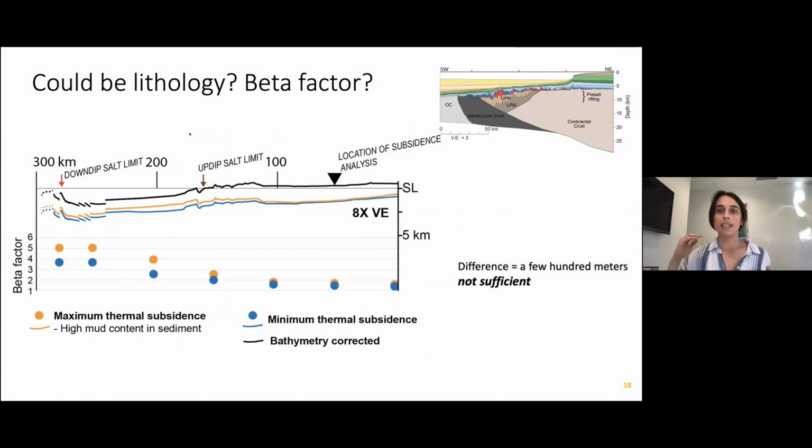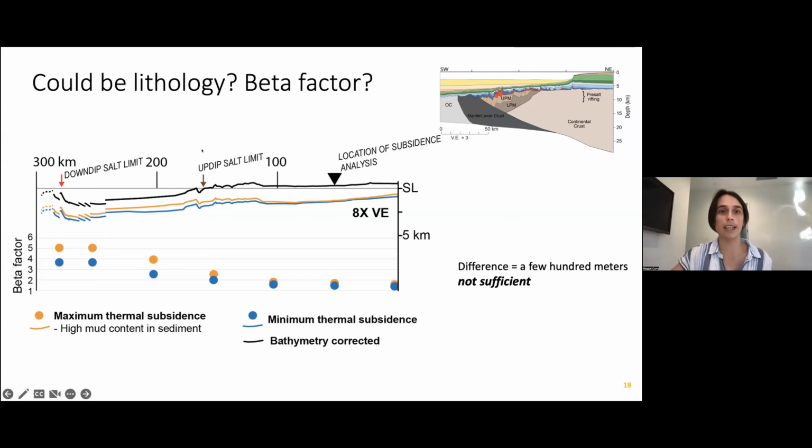I wanted to make sure it wasn't an issue with the model inputs, because this is of course a model. So in the interest of time, I'm just going to say that I tried a lot of things to get this to the correct bathymetry. I tried increasing the mud content of the sediment because that would affect the decompaction and therefore how much the units are brought up at each time step. I tried changing the beta factor, and in general, just changing any inputs I could to see if any of this would solve the problem. And in short, it didn't solve the problem.